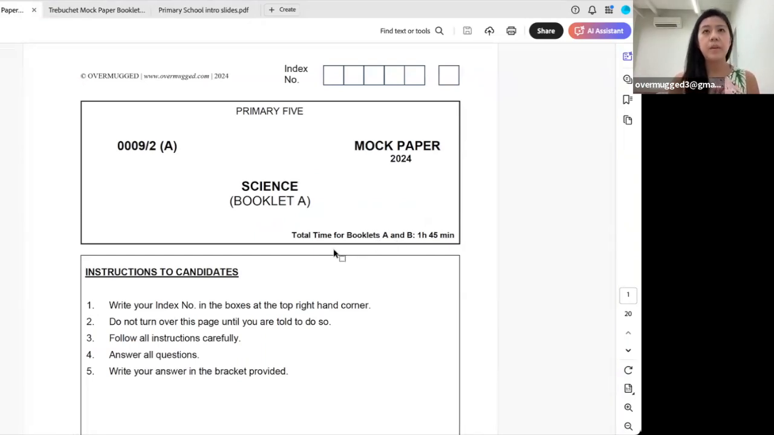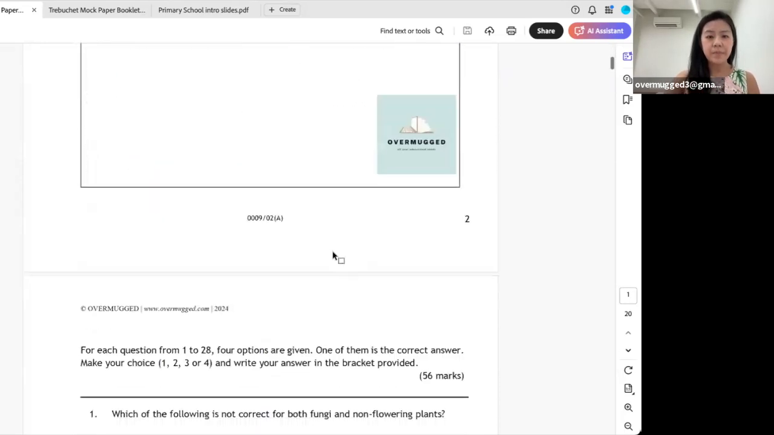Now, for science paper, both booklet A and booklet B, the questions are split into either life science or physical science. So we're going to timestamp this video into MCQ life science, physical science MCQ, and then after that for booklet B, the same thing, life science open-ended, physical science open-ended. So you can scroll through to the parts where you feel that you need more explanation on, and then just focus on those, okay? Now let's begin.